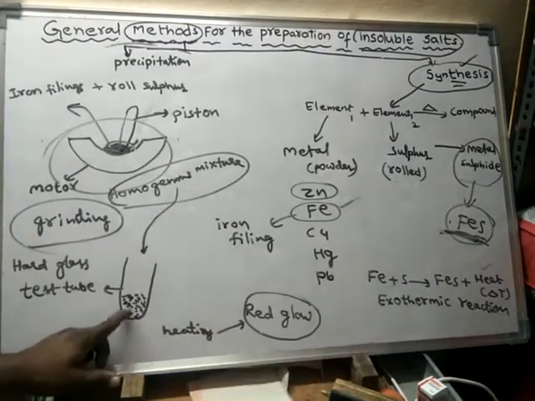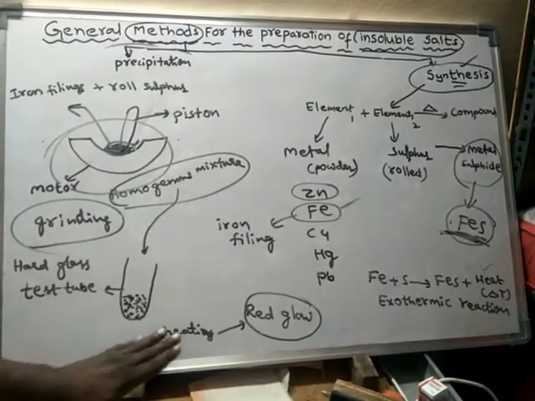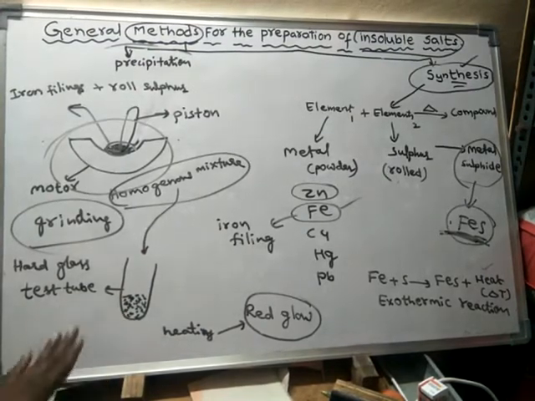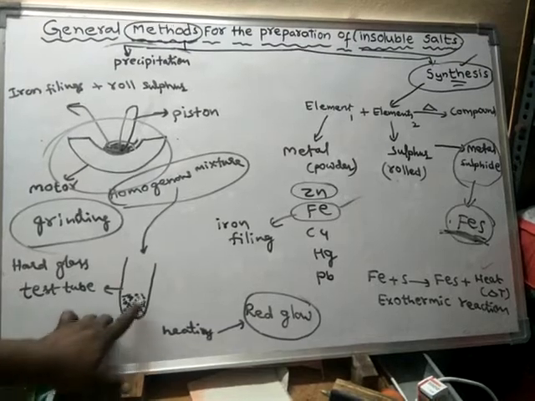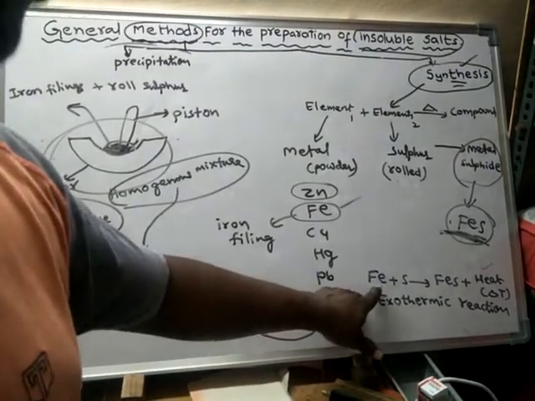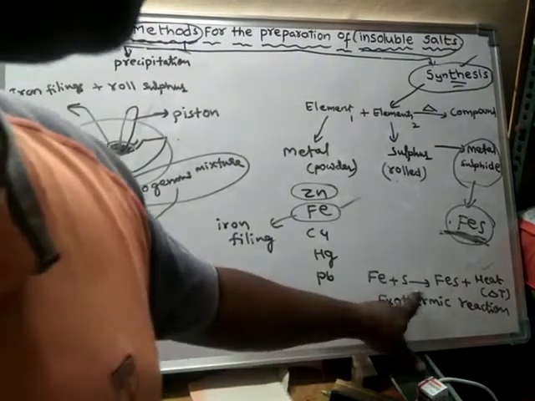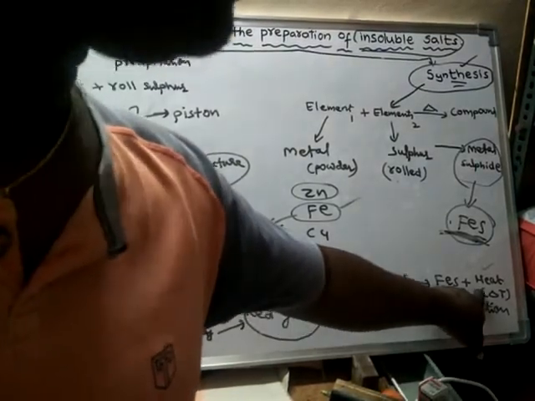Heat it until it gives a red glow, a red hot. After getting the red glow, just leave it and stop heating. Now what happens during this process? Some of the iron in the mixture will react with some of the sulfur to form iron sulfide, and heat is liberated.